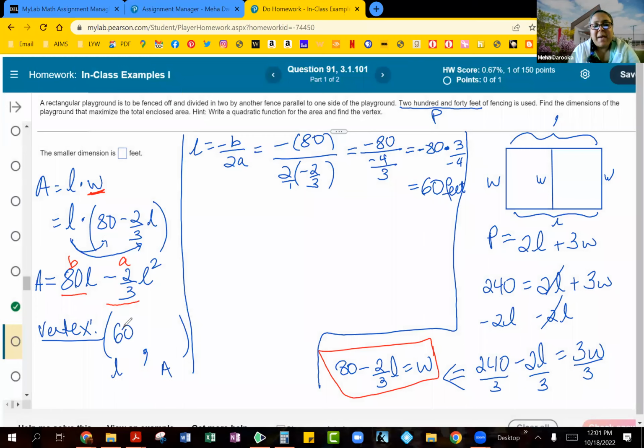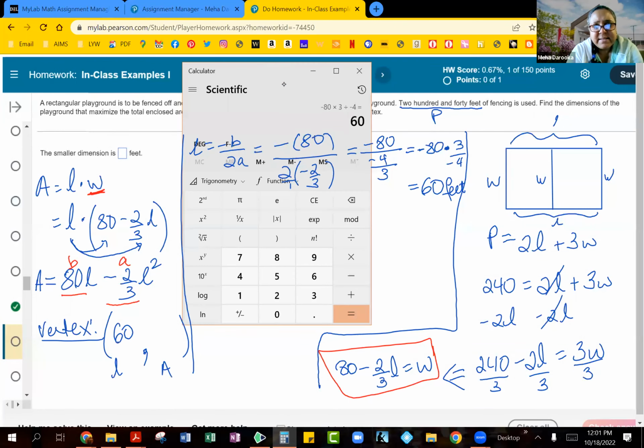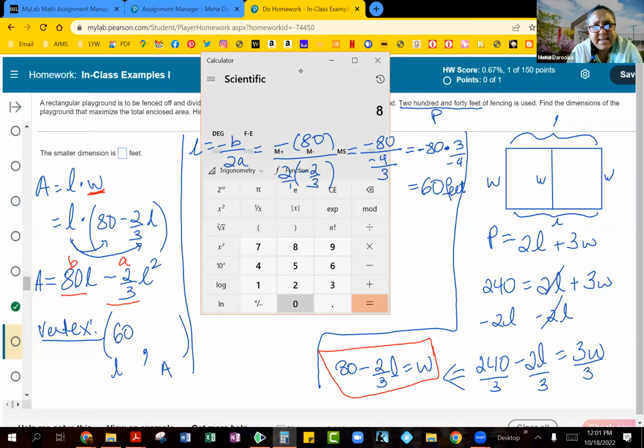And, of course, if you put it back into the equation, that will tell you what your maximum area will come out to be. So in that case, we have, let's see, 80 times our length, which is 60. From that, we are subtracting, and I'm going to put my 2/3 in parentheses just to be sure. 2/3 multiplied by length squared, which would be 60 squared. And you can see our maximum area will come out to be 2,400 square feet.